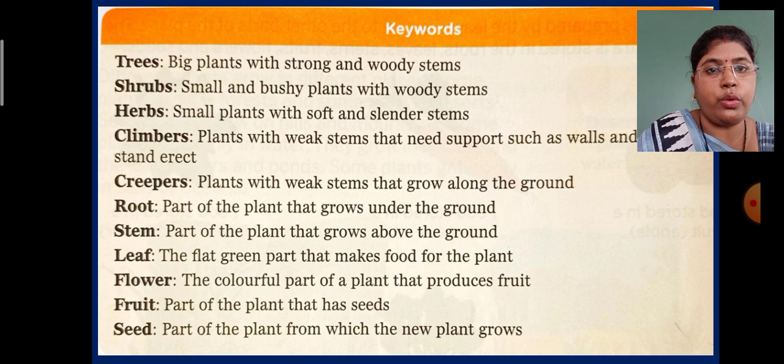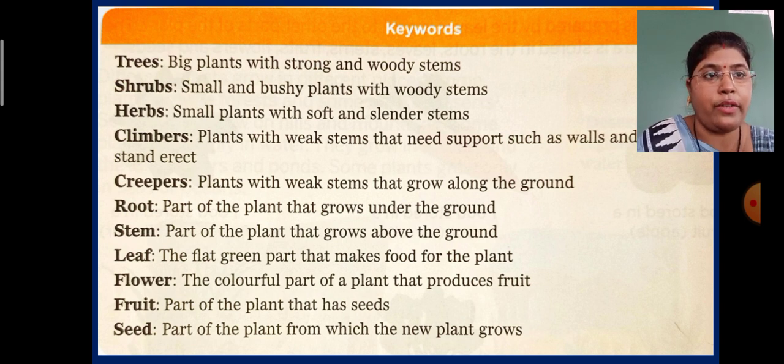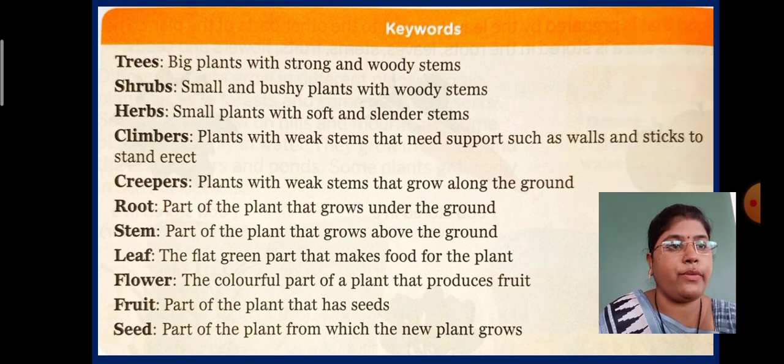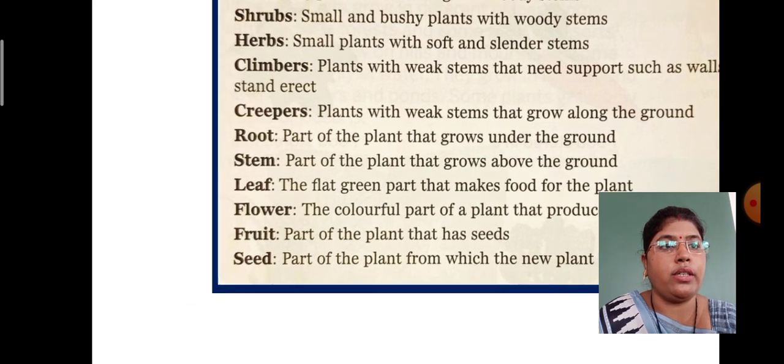Then what is meant by the root? Part of the plant that grows under the ground. What is meant by stem? The part of the plant that grows above the ground. Leaf, flower, we already discussed about it. Fruit and seed, the part of the plant from which the new plant grows. So you have to learn all these definitions which I have already discussed with you. So I hope you understood it very well.